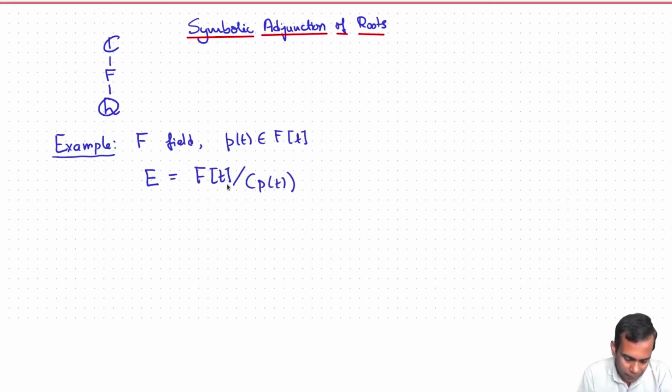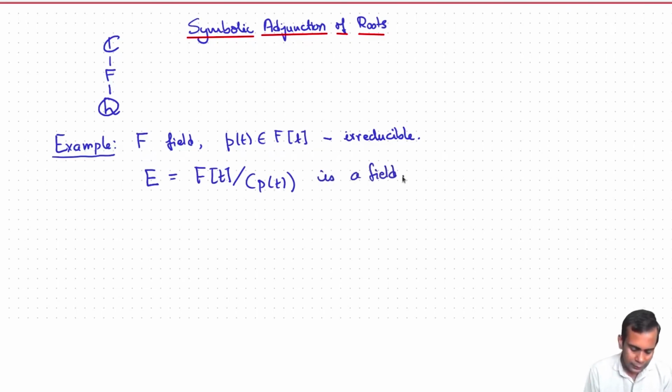Now remember that if p(t) is an irreducible element of a principal ideal domain, then it generates a maximal ideal. Because if there were a larger ideal, then it would be generated by an element that divides p(t). And so if p(t) is irreducible, it would generate a maximal ideal. And since the ideal generated by p(t) is a maximal ideal, F[t] mod p(t) is a field. And so this is a field.